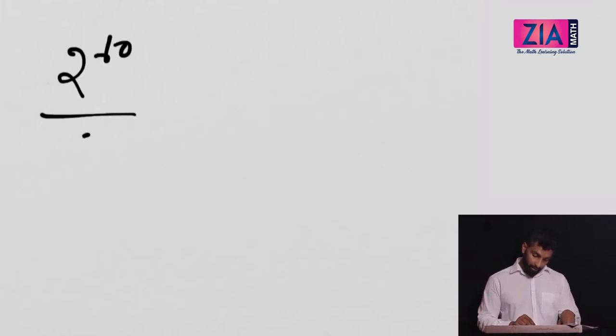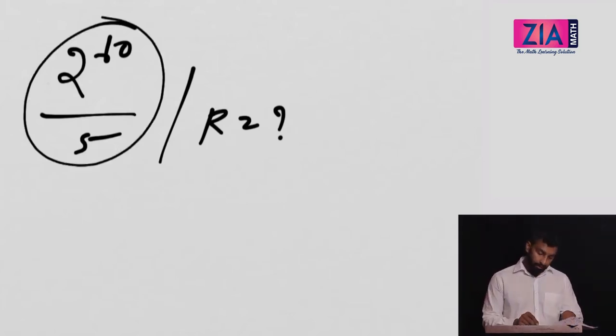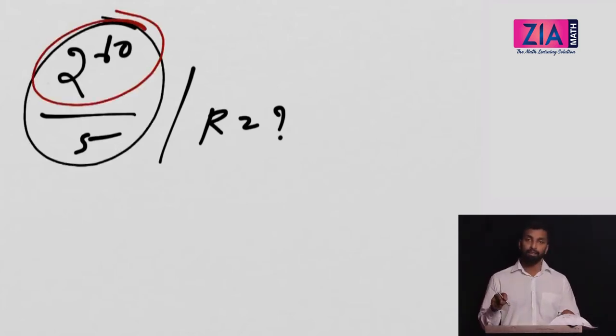Okay, so what is the question? 2 raised to 60 divided by 5, and you need to find the remainder, right? So this is 2 raised to n, and we know the method of finding the remainder if you get it in this format. We will write this 2 raised to n in such a way that when you divide by the denominator, it leaves a +1 or a -1 remainder, right?